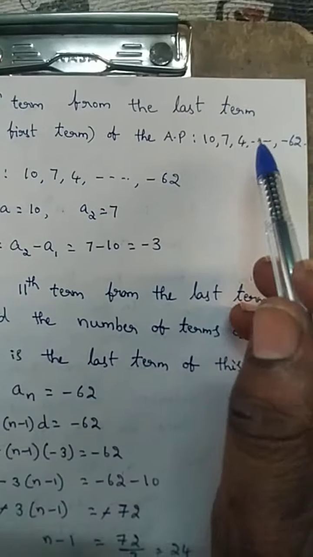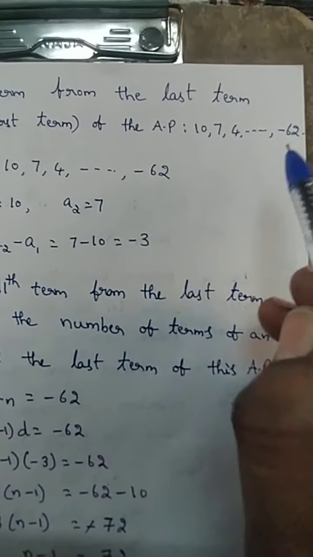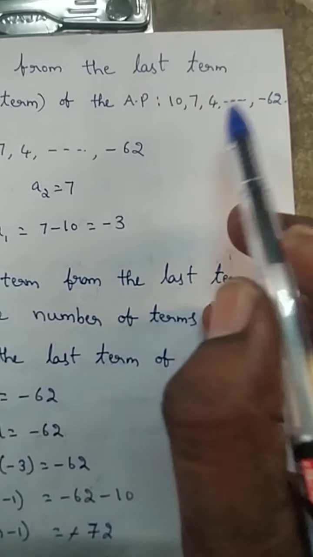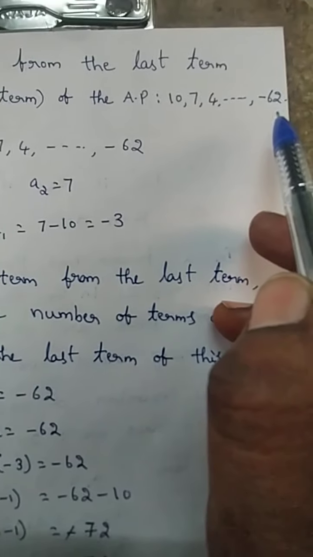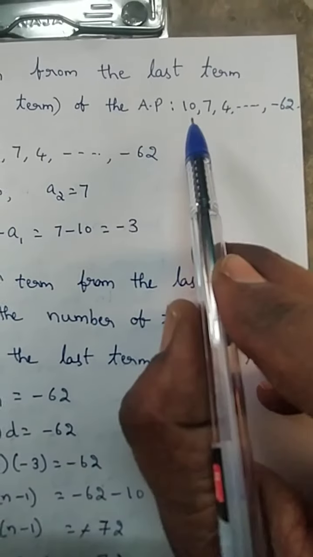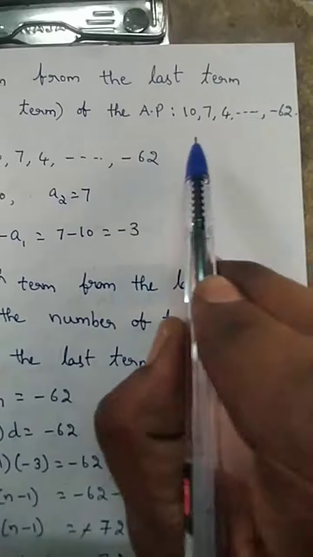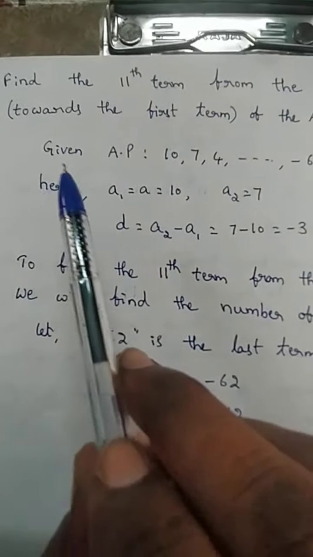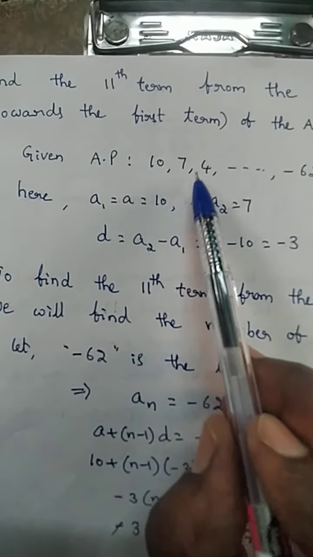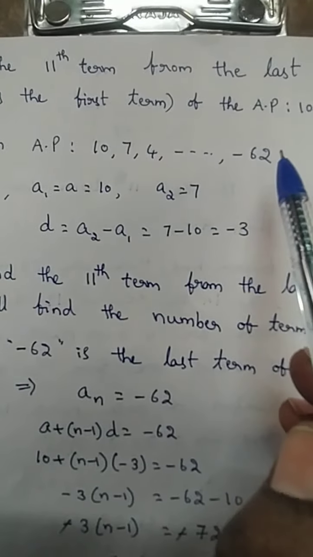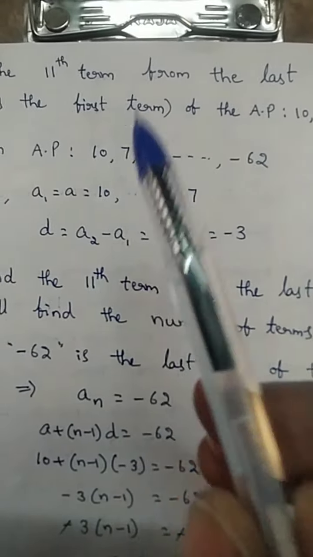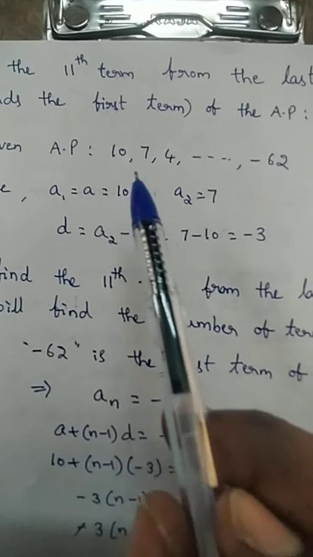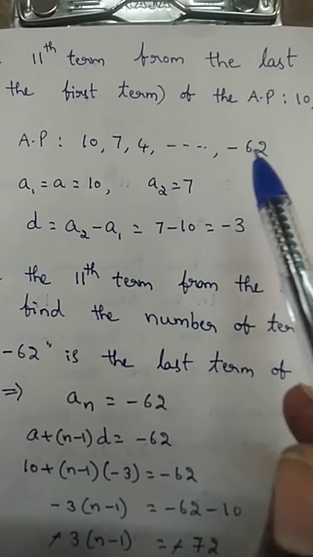So to find the 11th term from the last, first of all we find the number of terms in the given AP, using the last term of that AP. The given arithmetic progression is 10, 7, 4 and so on, minus 62. No need to prove that these are in AP, because the word AP is already mentioned in our problem.